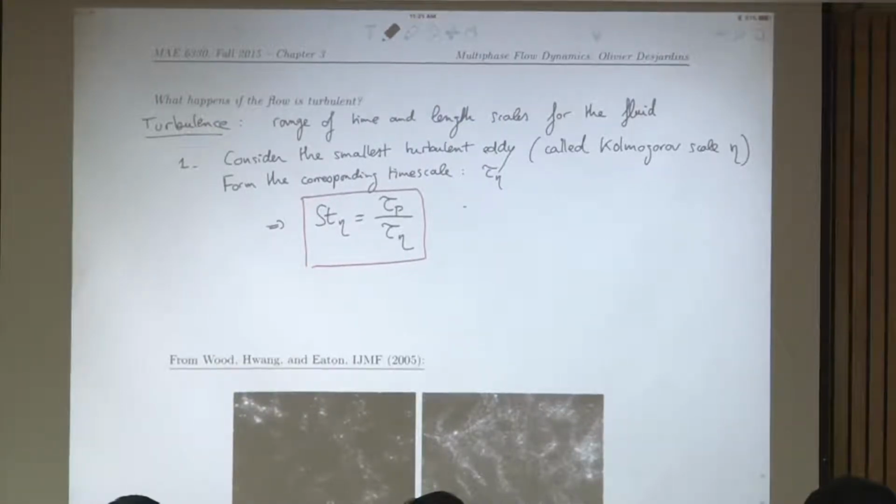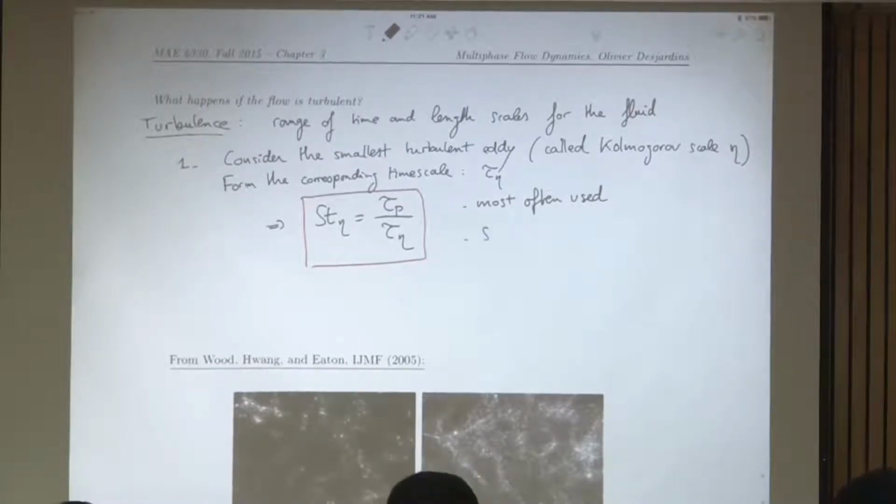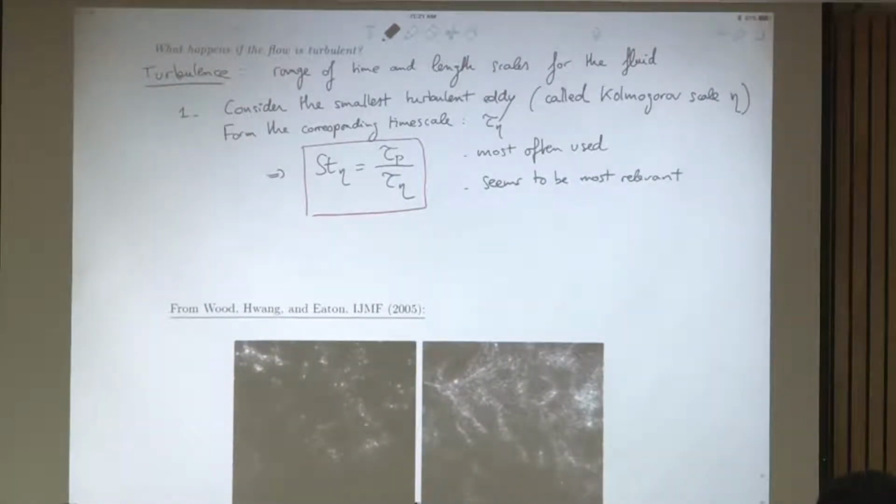This is today still by far the most often used definition. And again, from a pragmatic standpoint, from experiment, it seems to be most relevant. In what sense? Well, in the sense that if you go from a Stokes eta well below 1 to a Stokes above 1, you see a complete difference in the behavior.